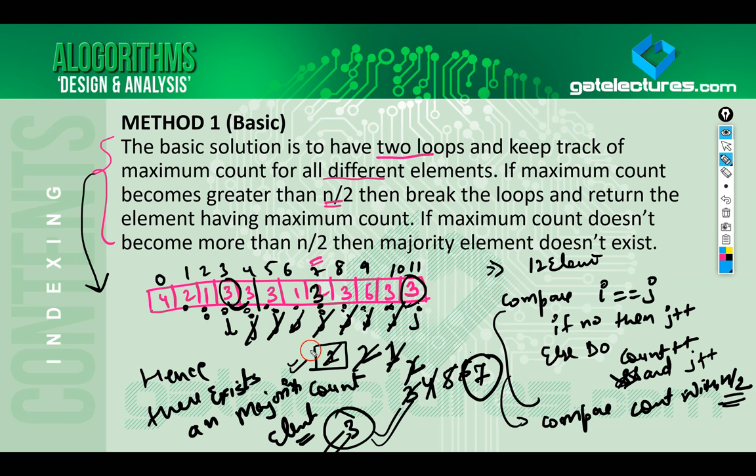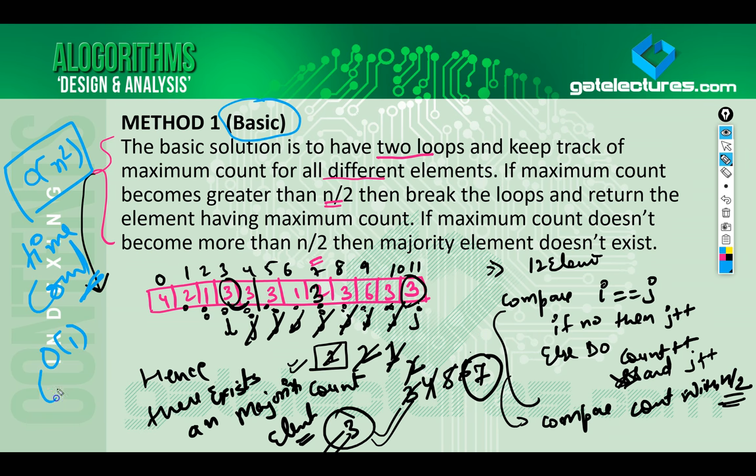Now this is the easiest method, or even the most basic method to solve this problem, but this method will take order of n squared time. It is order of n squared as a time complexity. And what will the space complexity? Space complexity will be order of 1.